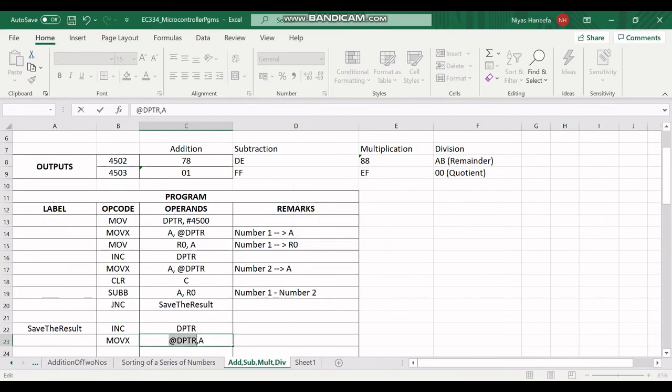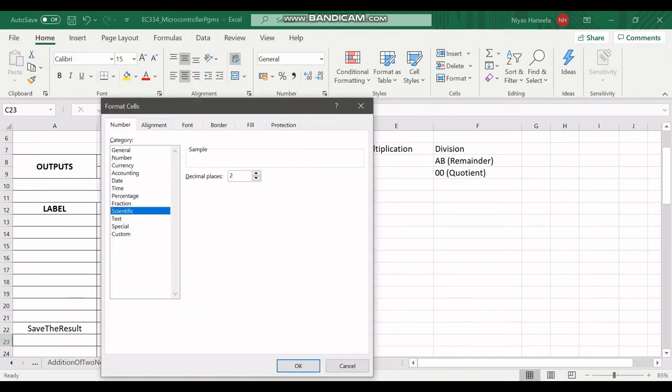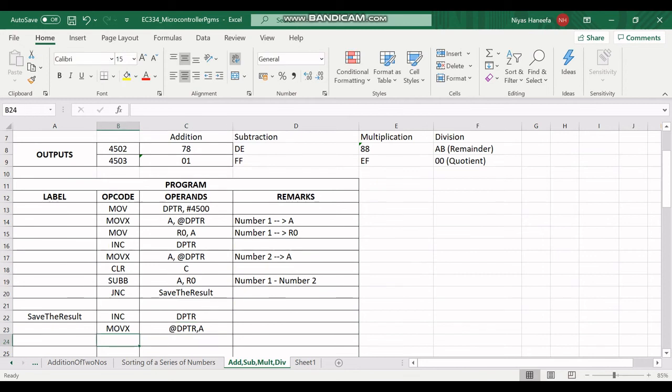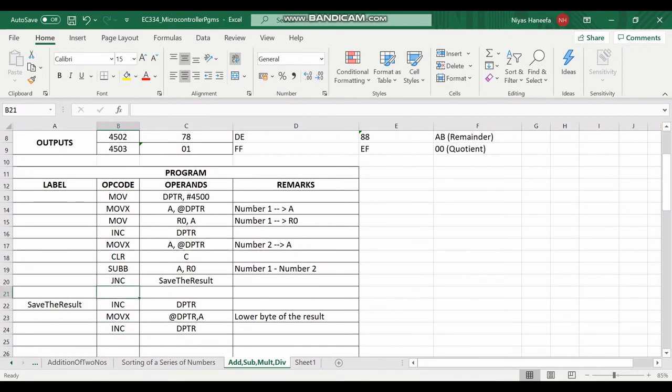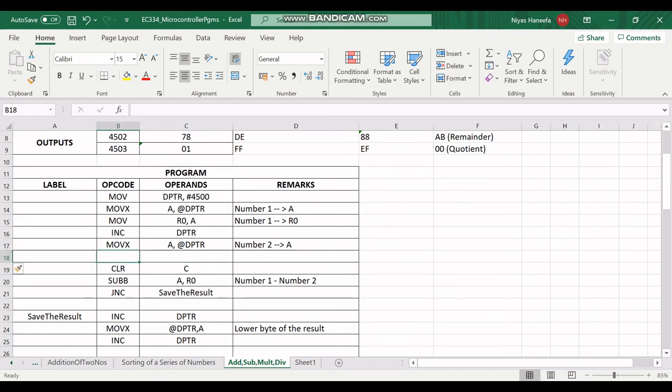Then the higher byte also we have to save, right? The higher byte is 00 for a positive result and FF for a negative result. So MOVX @DPTR, A. This is the lower byte of the result. Then what should the higher byte be? We have to put it as either 00 or FF. Before this, we assume the result is going to be positive. So we are going to save one more register: MOV R1, #00H.